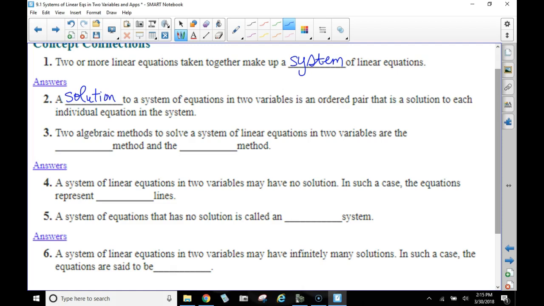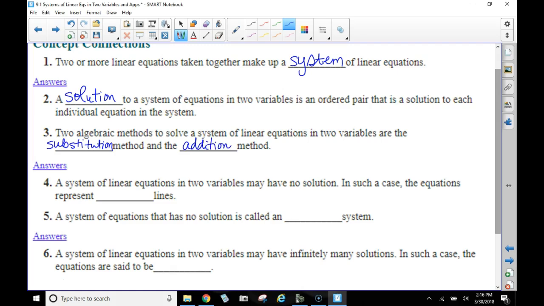Number 3, two algebraic methods to solve a system of linear equations in two variables are the blank method and the blank method. All right, well, we have the graphing method, but in this section, the substitution method is one. And the other one is called either the addition or elimination method. This book called it the addition method.